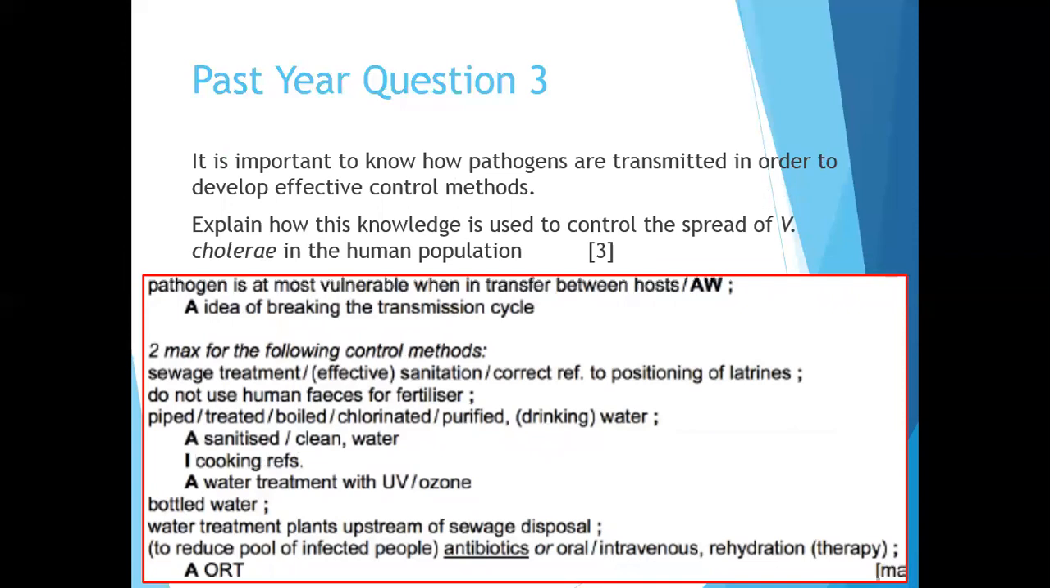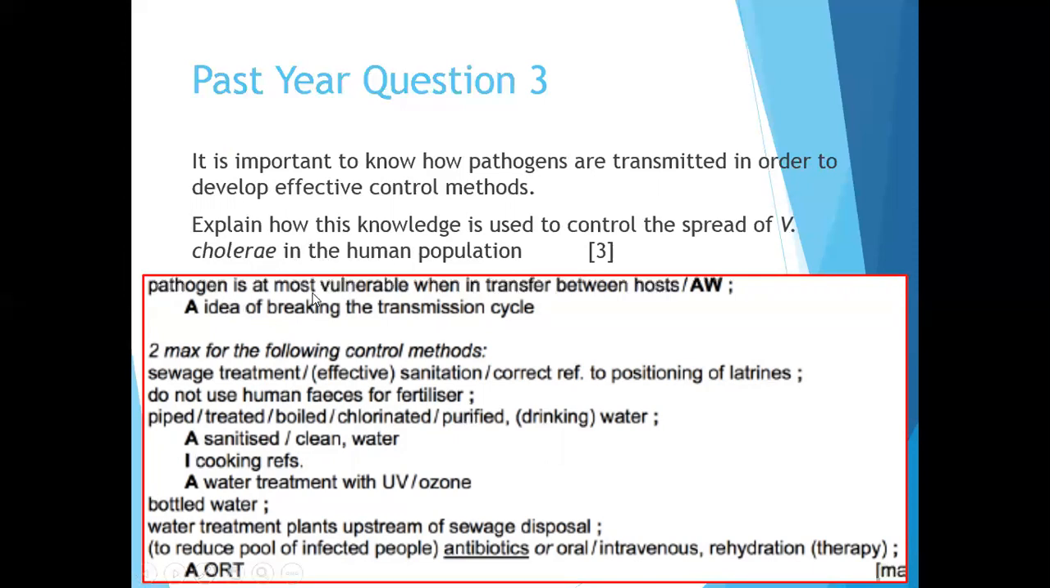Question 3: it is important to know how pathogens are transmitted in order to develop effective control measures. Explain how this knowledge is used to control the spread of Vibrio cholerae in human population. As I mentioned before, as long as you know the transmission cycle, you will know how to prevent and control. So based on the transmission cycle, how do you control the spread of Vibrio cholerae? They're actually asking about control, okay?